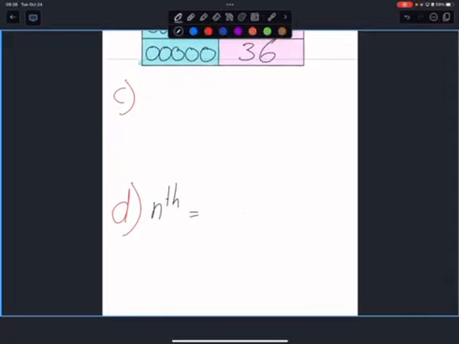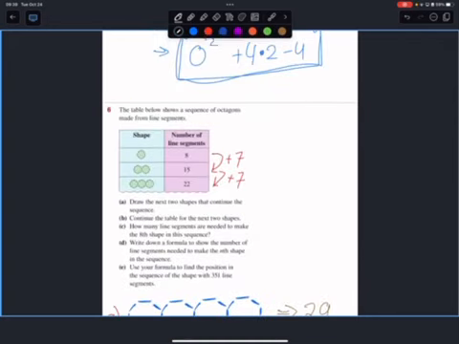So the correct answer we were looking for, n times 7 plus 1. Because 1 times 7 is 7, I add 1, that's 8. 2 times 7 is 14, if I add 1, that's 15. 3 times 7 is 21, if I add 1, that's 22.